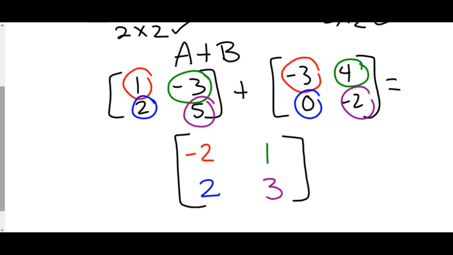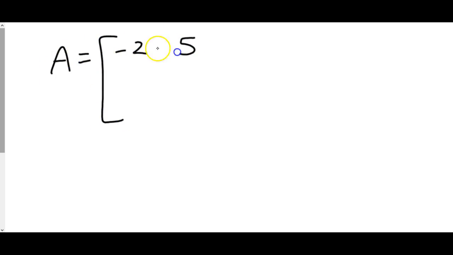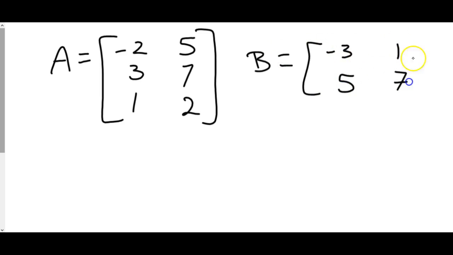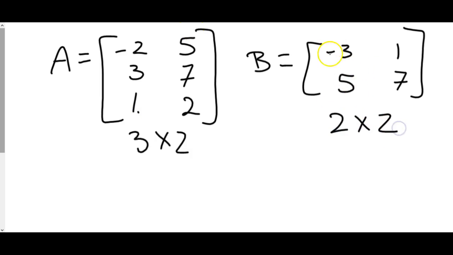An example of something that could not be added together: if matrix A was -2, 5, 3, 7, 1, 2, and matrix B was -3, 1, 5, 7. Well, matrix A is a 3 by 2 matrix. We have 3 rows, 2 columns. Matrix B is a 2 by 2 matrix, 2 rows, 2 columns. Those sizes don't match. If the sizes don't match, we can't add.